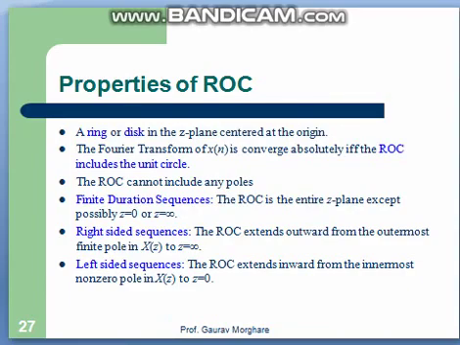Now the properties of ROC. The ROC is a ring or a disk in the Z plane which is centered around the origin. The Fourier transform of x[n] converges absolutely if the ROC includes the unit circle. The ROC cannot include any pole.